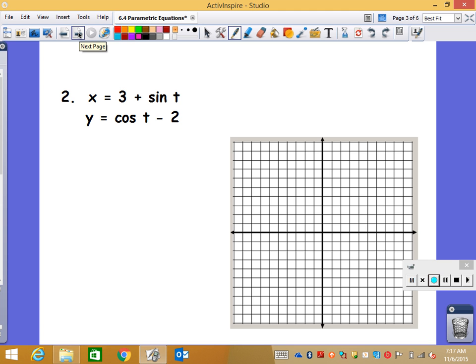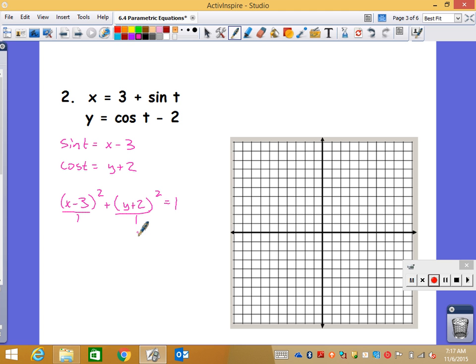So let's try another one, maybe a little bit more difficult. Again, I'm going to solve for sine and cosine. So sine of t is equal to x minus 3, and cosine of t is equal to y plus 2. And now I'm going to dump them into my Pythagorean identity again. Remember, cosine squared plus sine squared equals 1. In this case, I'm going to write the sine one first. I have (x minus 3) all squared plus (y plus 2) quantity squared is equal to 1. Now notice this is technically over 1 over 1.